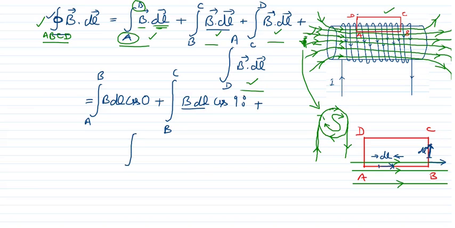It will be from C to D, this will be B dl cos. Now this is our dl and the magnetic field is along this direction, then it will be cos. What will it be? Cos 180. Very good. And last, D to A.